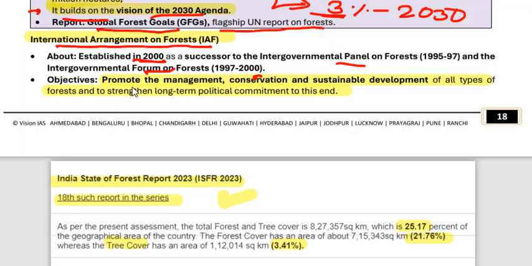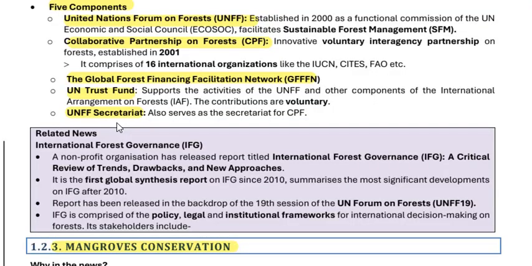The objective was to promote the management, conservation and sustainable development of all types of forest and strengthen long-term political commitment to this end. So we have to increase the total forest area, and for that long-term commitment is required. So it is to promote and protect the forest. There are 5 components given under this. Actually, this is not very important. Just look at what the 5 components are.